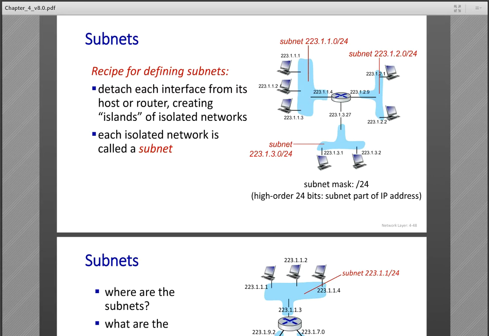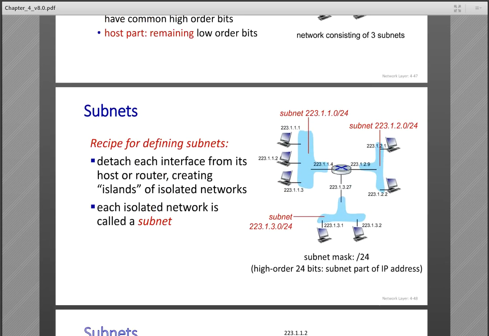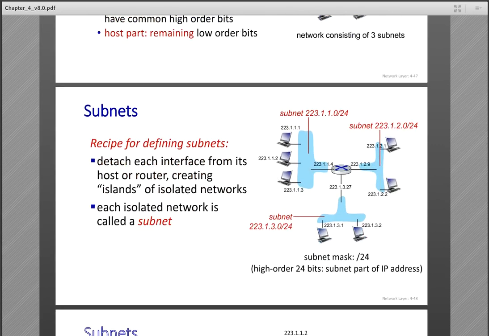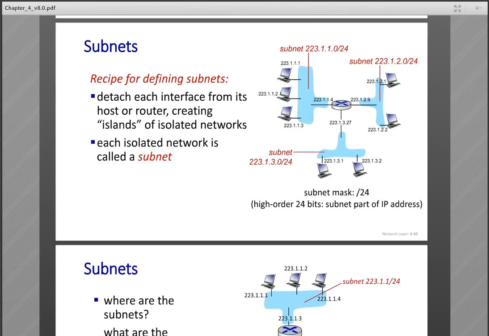During the last week, we talked about IP addresses, and we said that an IP address version 4 consists of two sections. The first part is the net ID or subnet, and the second part is the host ID. We have these parts in IP addresses.